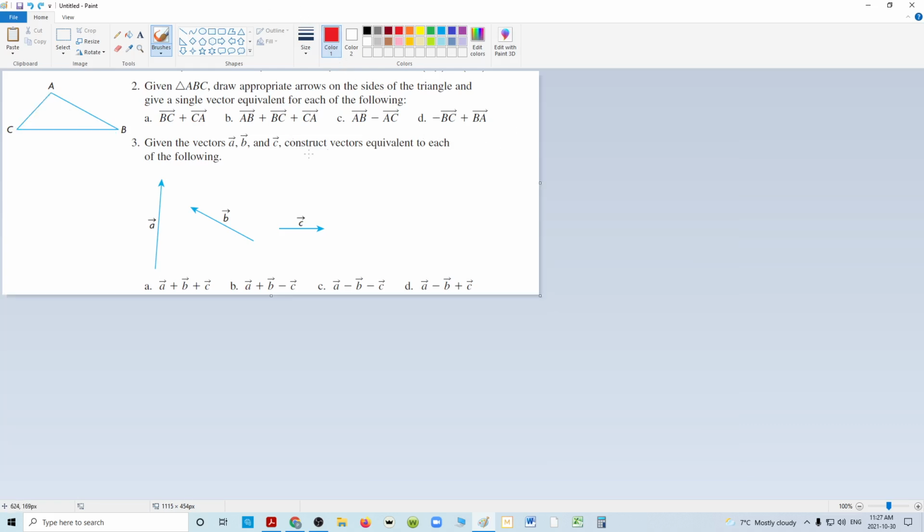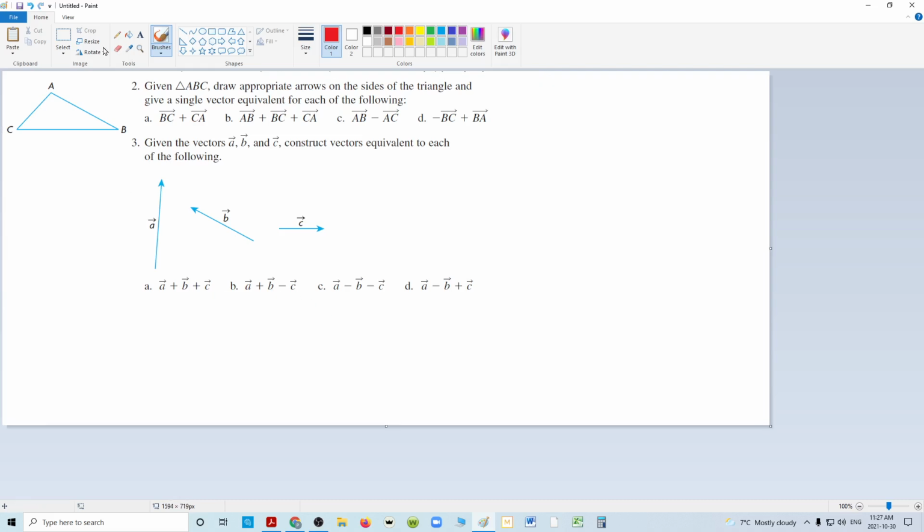Given the following vectors A, B, C, construct vectors equivalent to each of the following. A plus B plus C. So you're just going to add them. So there's A. A little bit off. There we go. Close enough. There's B. It's going to be a little bit off, but I'm just showing you the connection. And here's C. Now notice C is going the other way, so I got to go this way. Then if I connect the lines, it's this green line here. So my answer would look a lot like that.